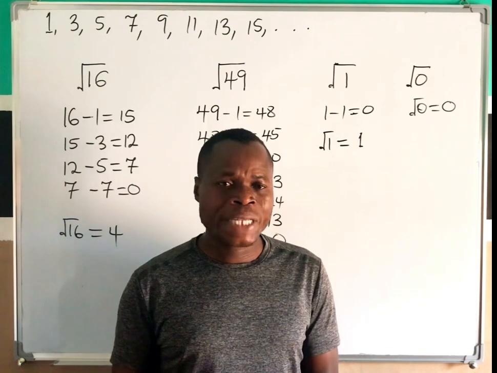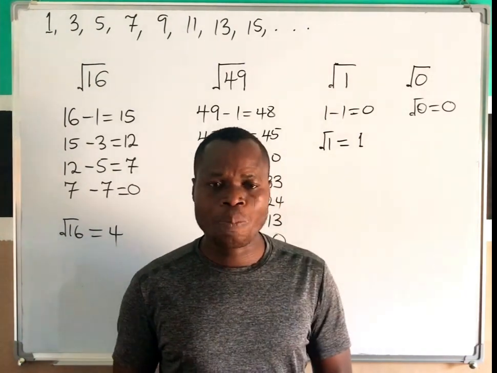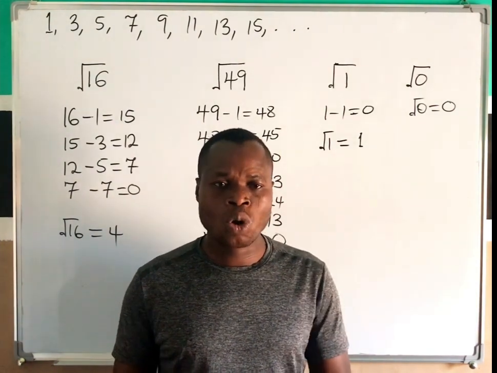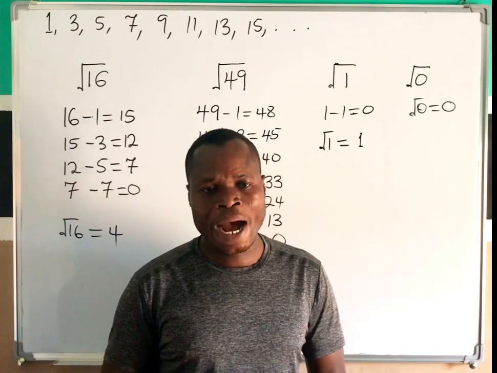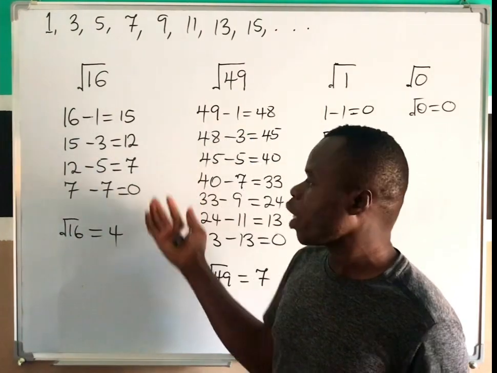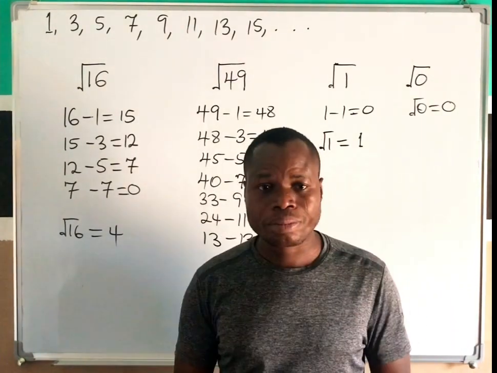So in the next lesson on this topic, finding the square root of perfect numbers, I'm going to use the prime factorization method or the pairing method when the numbers are very large or big. But if the number is simple, you can use this particular method to work the question.